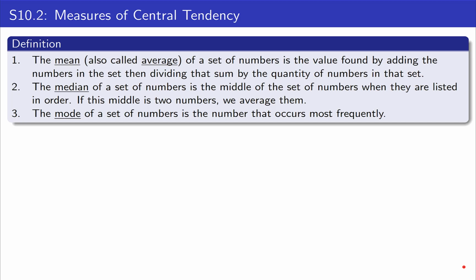The median of a set of numbers is the middle, but we must list the numbers in order to find the median. If there are two numbers in the middle, we will average those two numbers to get the median. And then finally, the mode is the one that's going to occur the most frequently among all the data set.